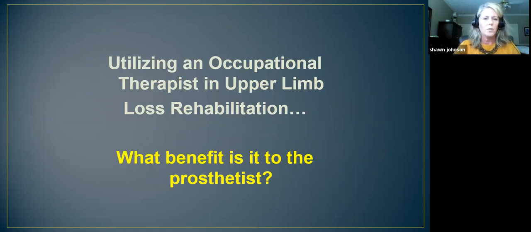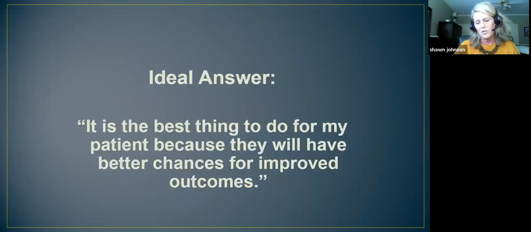So when you utilize an occupational therapist in upper limb loss rehabilitation, what benefit is it to you? Why would you want to do it? I can answer the question for you, but ideally it's the best thing to do for your patient, because they're going to have a better chance of improved outcomes.